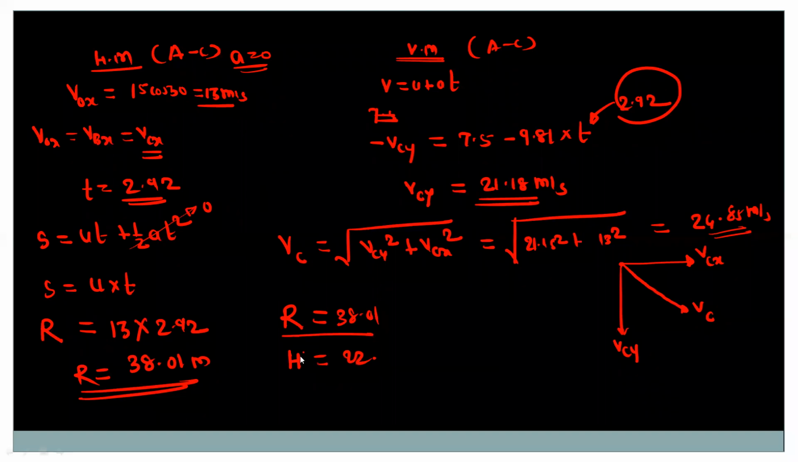And the third question is, we have to find out the velocity with which the object will hit the ground. So it is VC. So it is 24.85, and total time of flight is equal to 2.92. Okay, so this is how we can analyze projectile motion by dividing it into horizontal and vertical components. So I hope this problem is clear.